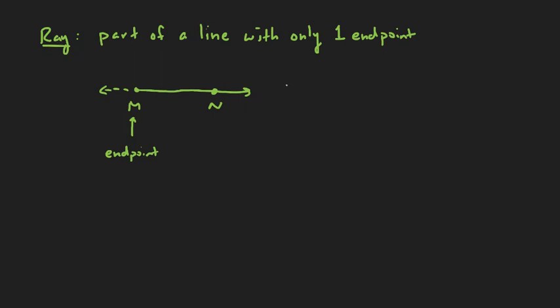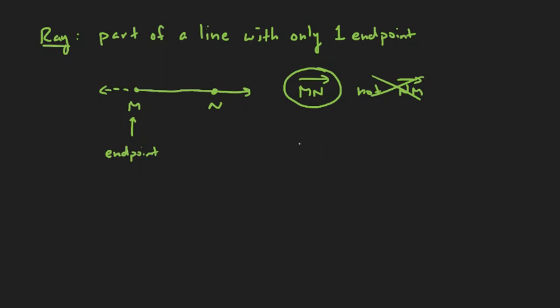So this would be named ray MN, MN with a ray above it. You cannot write it backwards. This is not ray NM. That is because when you name a ray, you start with the endpoint. So it's not ray NM.